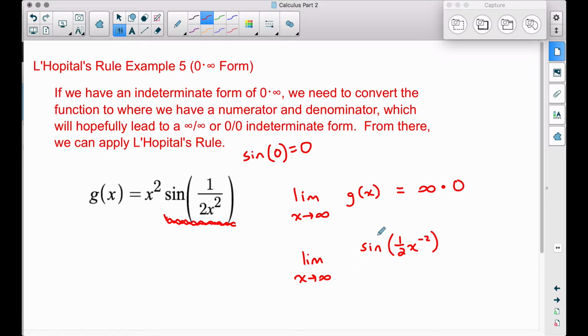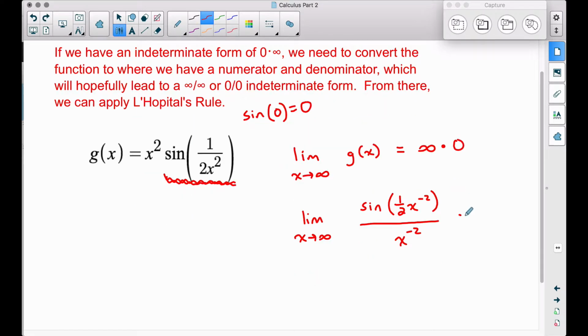But again, this sine of 1 over 2 x to the negative 2 is the exact same thing as what we have right here. Now, this x squared, we can put in the denominator as long as we take the reciprocal of x squared, which is 1 over x squared, or we could write this as x to the negative 2. I hope that's not too confusing. All I really did was shoot this to the denominator, and now we have this rational expression. Hopefully, it's going to lead to an infinity over infinity or a 0 over 0 form. So let's try this out.